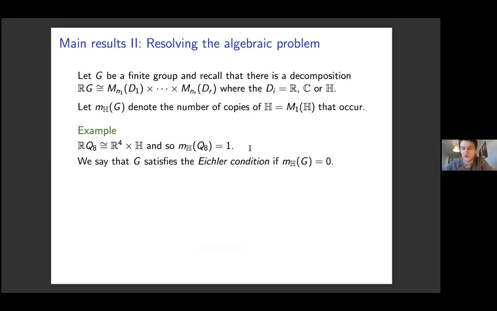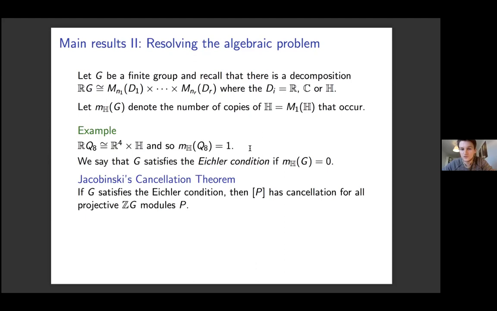And this is relevant to figuring out the cancellation problem for projective modules because of the following result, which is from Jakubinski in, I think, maybe sometime in the 1960s. He says that if G satisfies the Eichler condition, then the class of P has cancellation for all projective modules over ZG. So, for example, in the case of stably free ZG modules, this implies that every stably free ZG module is free.